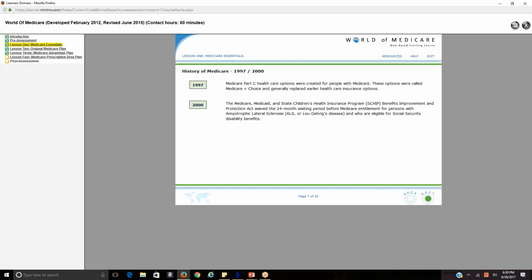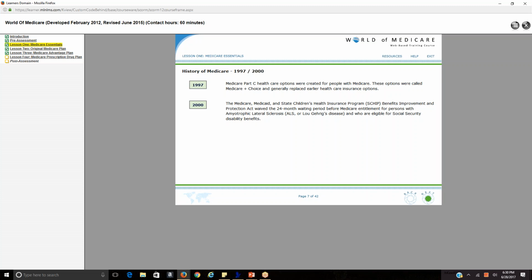In 1997, Medicare expanded again to add Medicare Part C. These were healthcare options created for people with Medicare. They were called at the time Medicare Plus Choice and generally replaced the earlier healthcare insurance options. So in other words, Medicare patients were given the option to use private insurance instead of their Medicare if those private insurance carriers would enroll under a Medicare contract.